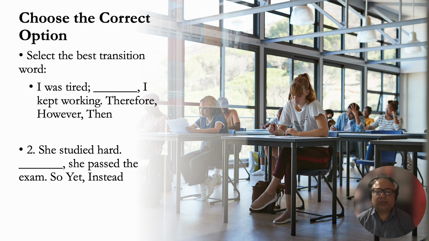Now I'm trying to test your memory. You have learned quite a bit today. See if you can fill in the blanks. I have not given you any. Well, actually, I've given you 3 for number 1, and then I have given you 3 more for number 2. So there are 3 choices, and you have to pick one to make the sentence grammatically correct using the right transition word. Okay, so complete the exercise.